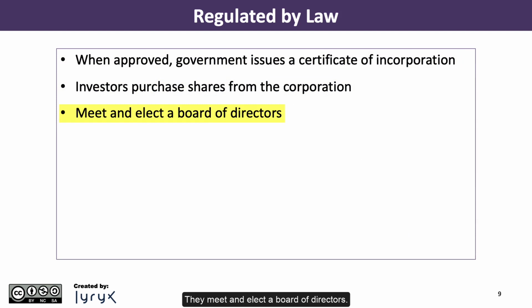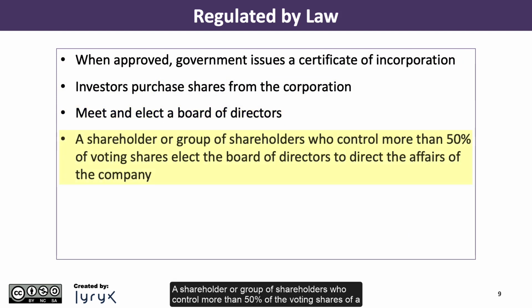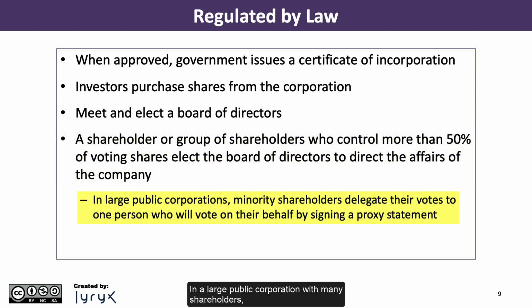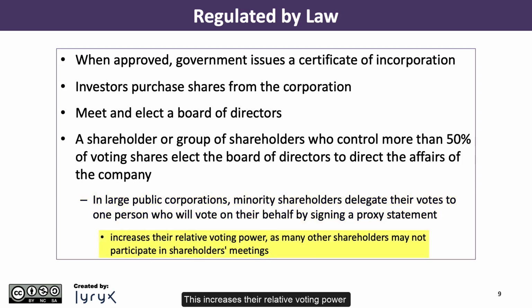They meet and elect a board of directors. A shareholder or group of shareholders who control more than 50% of the voting shares of a corporation are able to elect the board of directors and thus direct the affairs of the company. In a large public corporation with many shareholders, minority shareholders with similar ideas sometimes delegate their votes to one person who will vote on their behalf by signing a proxy statement. This increases their relative voting power, as many other shareholders may not participate in shareholders' meetings.